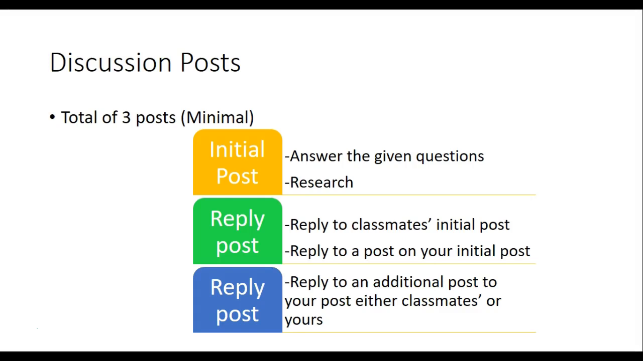You do need to use outside sources and properly cite those sources in your initial post. Then from there, the reply post will be either you're going to reply to a classmate's initial post, or you're going to reply to a post that one of your classmates made on your initial post. However you do it, in whatever combination, you still need to have 3 posts at a minimum. So you have your initial, then you're replying to what someone put on yours, or you are replying to 2 other classmates' initial posts.